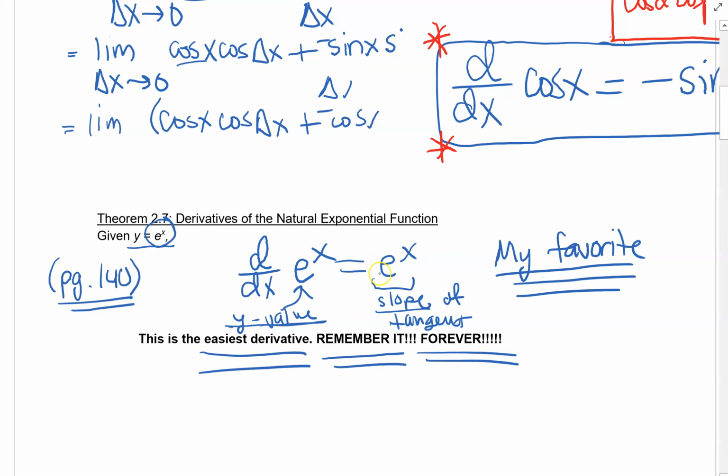That's why they call it exponential growth. It grows just as fast as its y value equals. It's crazy, but also really easy to remember. So that's a good thing. So just know that the derivative of e to the x is equal to e to the x.